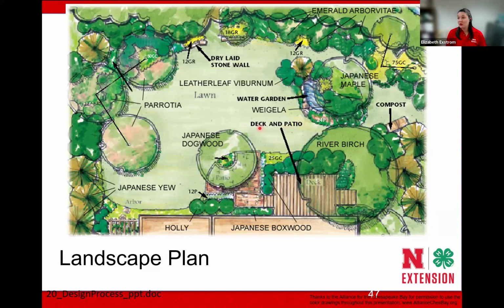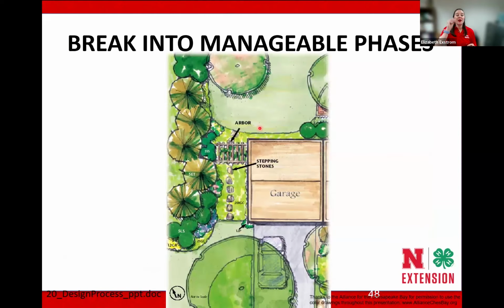Now, are we going to be able to install all of this at once? That is up to your budget. If you are unable to, then we're going to break it down into manageable phases or, you know, chunks. What's one thing we can do? And so with those phases, oftentimes it's going to be that which has the most long-term benefit.